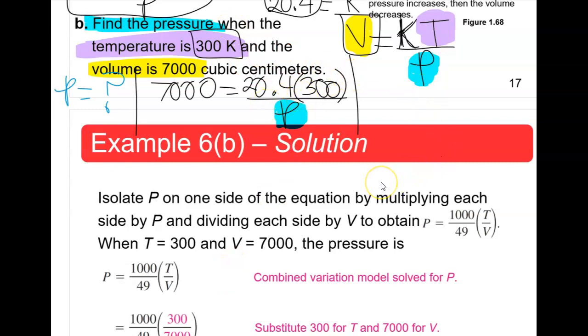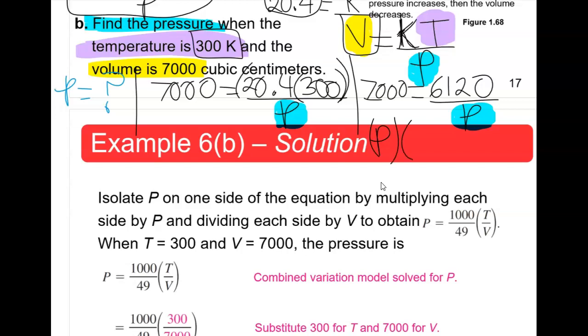So what we could do is multiply these two quantities, 20.4 times 300. And that will give us that 7,000 is equal to 6,120 divided by the pressure. So from here, I can take the variable for pressure to the left side, and it will be P times 7,000 is equal to 6,120. And since I want to solve for P, the 7,000 goes to the right side, dividing.